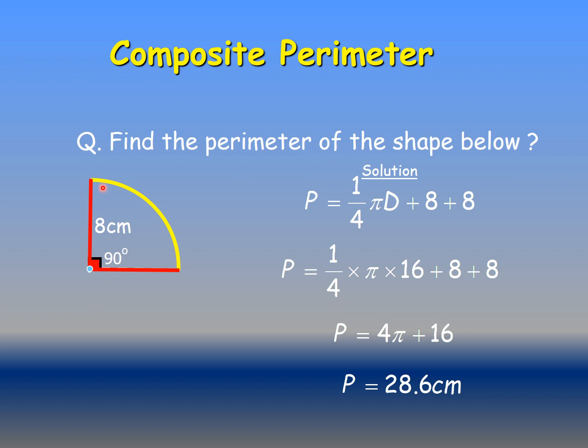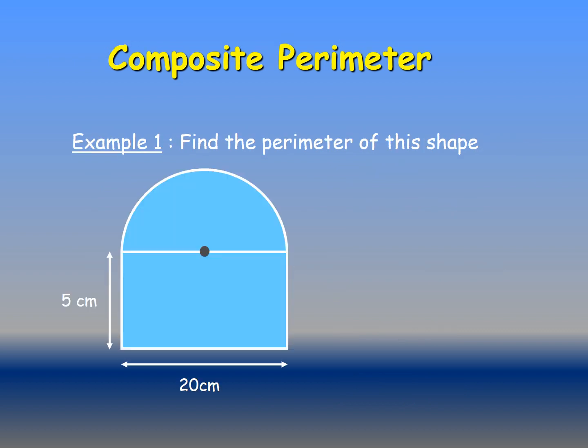Plus 8 plus 8. We'll use it because we are finding the total length. So the perimeter is this plus this. So finally your answer will be 28.6 centimeters.